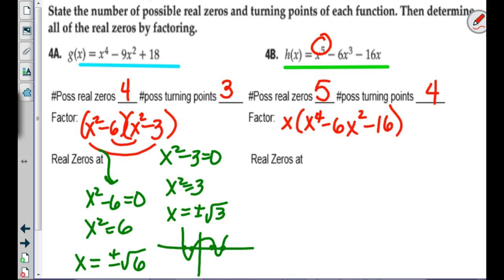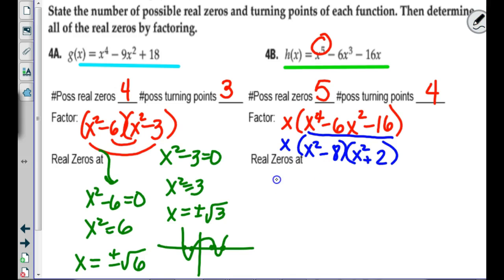Can we factor that one further? Now this is down with only an x to the 4th and an x squared. So it's going to factor x squared and x squared. Factors of 16, multiply to make -16, but add up to -6. 8 and 2, which one needs to be -8, +2? Okay.